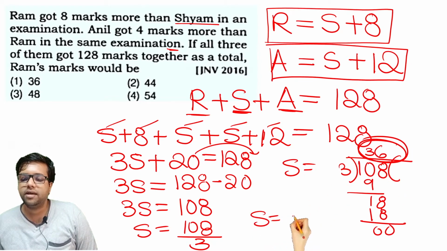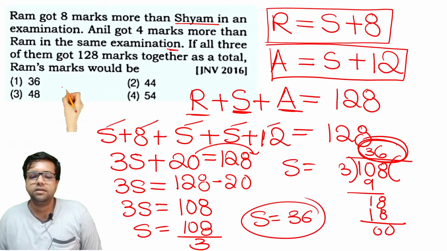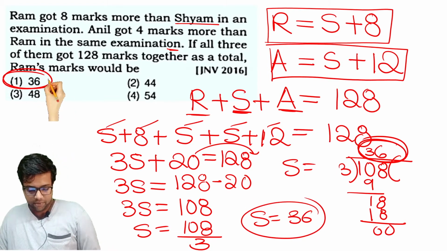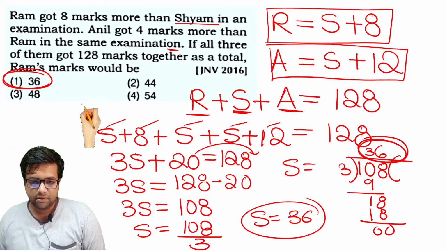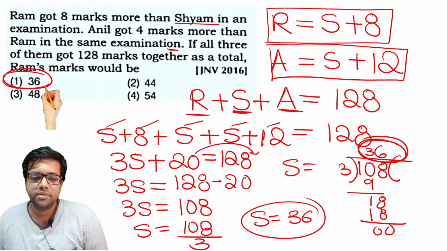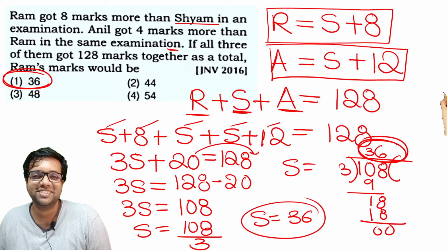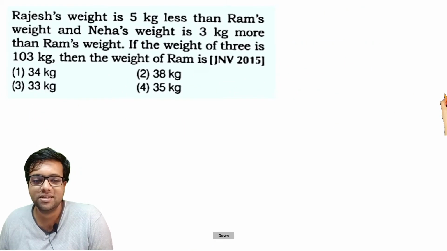So therefore, S is equal to 36. The option you have it in option number 1. So therefore, for this question, option number 1, the Ram's marks would be 36 marks. All right, let's move on to the second question.